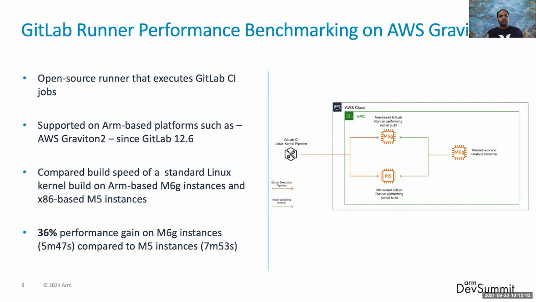So we measured the build speed on both for the Linux kernel, and we saw a 36% performance gain on M6G instances, the general purpose Graviton2 instances, which completed the task in like 5 minutes and 47 seconds, pretty quick, compared to the M5 instances, which took around 7 minutes and 53 seconds.